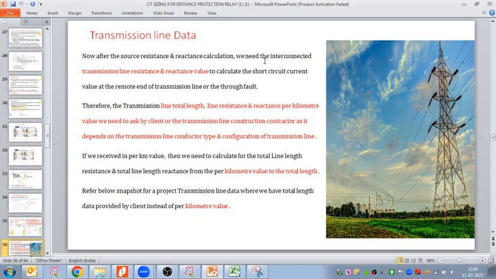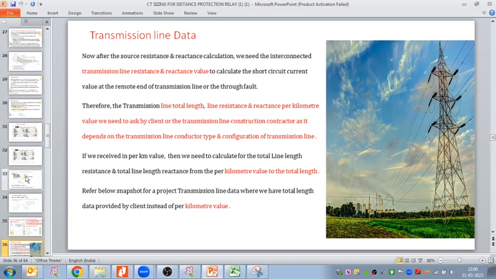Therefore, the transmission line total length, transmission line resistance, and transmission line conductor reactance per kilometer, or for the entire length, we need to ask the client or the transmission line construction contractor, as it depends on the transmission line conductor type, configuration, and diameter they are using. So we need to ask them before starting the calculation.